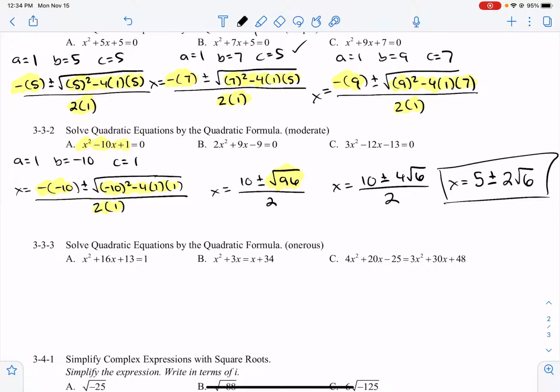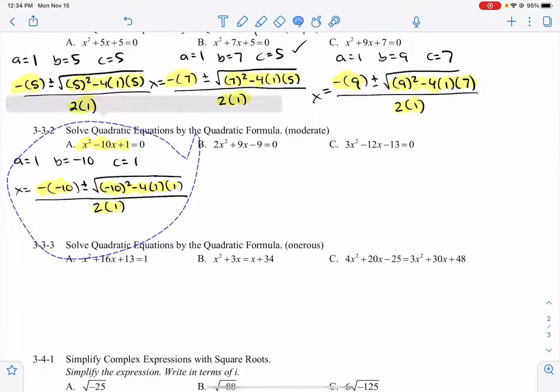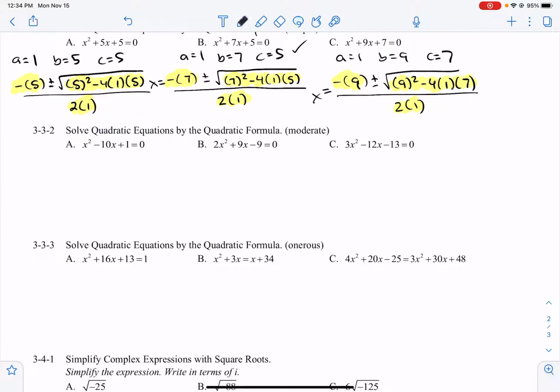So those ones definitely clean up a lot more than the ones on the last part. So let's give ourselves some room for part B. So for part B, we're doing this one now. A is going to equal 2, B is going to equal 9, C is going to equal negative 9.